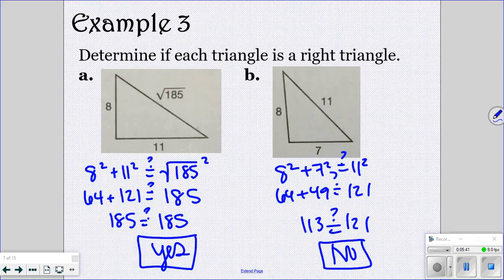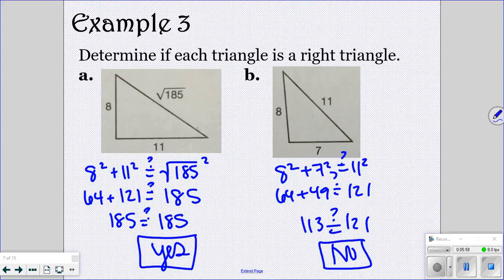Okay? And some of y'all may be saying, based on the pictures, they were obviously a right triangle or not a right triangle. They don't always give you the picture, and sometimes they do, and it's misleading. So you still need to work it out, even if it looks like it's a right angle or it doesn't, just to make sure.